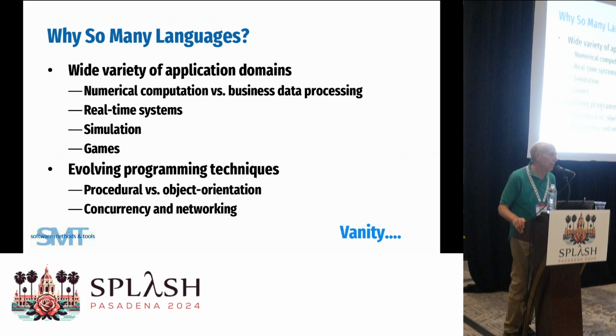Most popular and widely used languages, you have Java and C++ and Rust, all of which follow an object-oriented programming style. And of course, people had to deal with things like concurrency and networking, and most languages evolved sets of libraries to deal with those kinds of things, rather than designing a new language. But down in the lower right-hand corner, it says vanity. People like the idea that they designed a programming language.